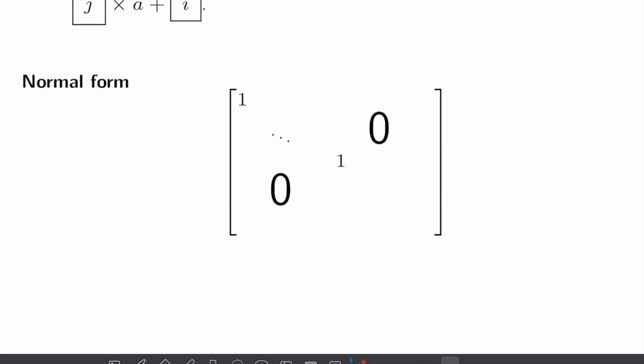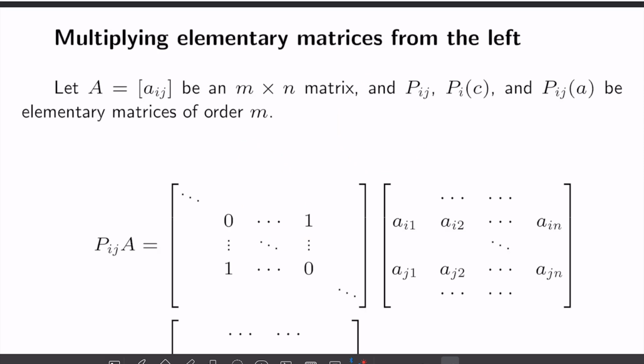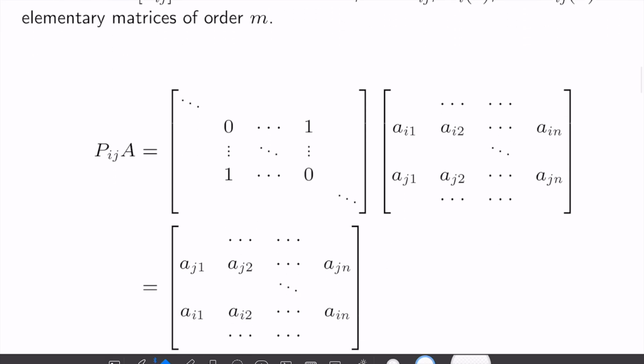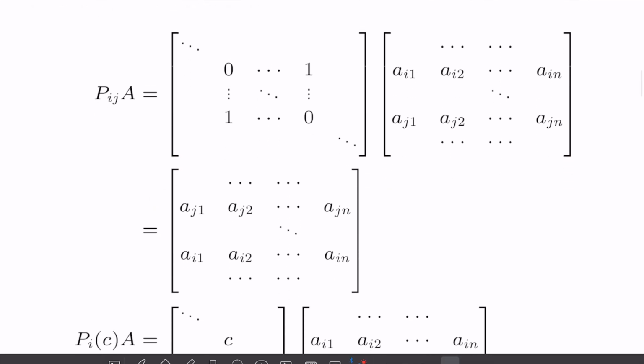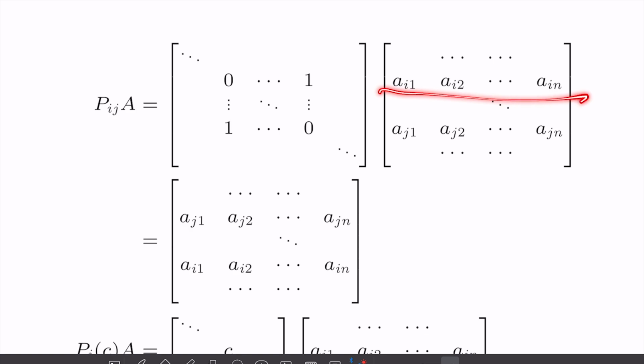Okay, let's start. First, let us review the relationship between the elementary matrices and elementary row operations. So Pij, Pi of C, and Pij of A are elementary matrices. First, if we multiply Pij to a matrix A from the left, we have this. That is, the two rows, the ith row and the jth row, are swapped.